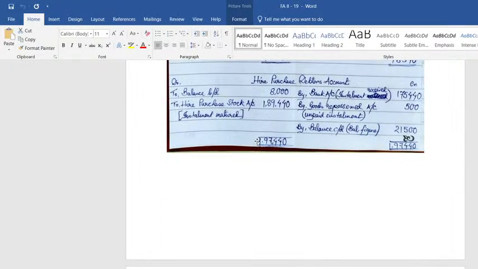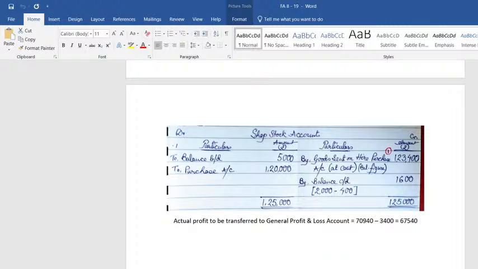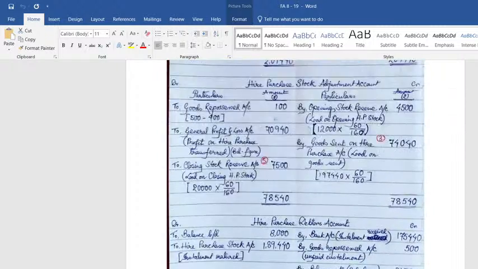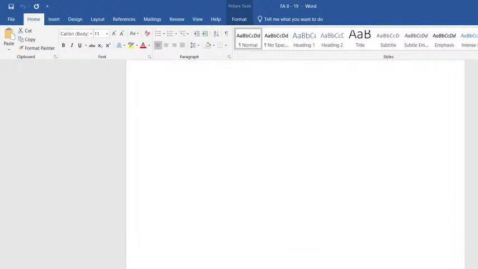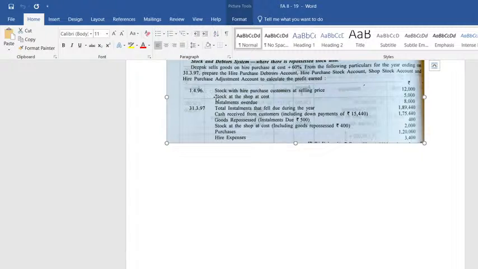Now next we have your hire purchase debtors account, and the last one is your swap stock account. Here swap stocks will play a very important role, because a lot of things are not given. Now, lot of things generally refers to what, I'll explain to you later. Okay, so first put your opening balance.